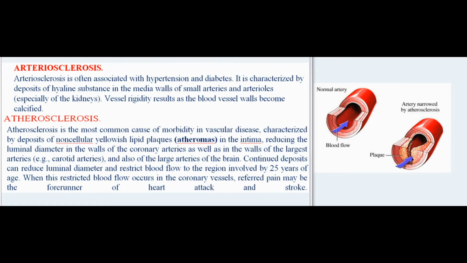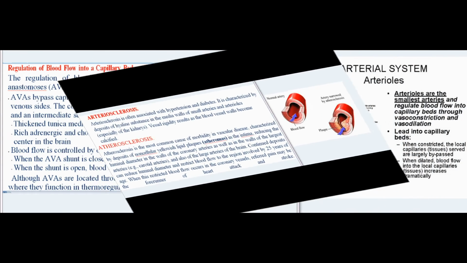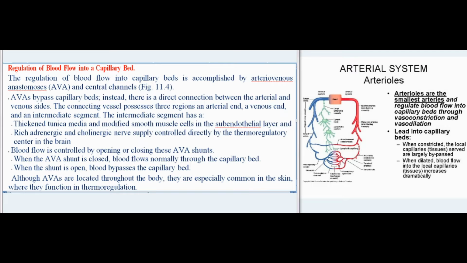Atherosclerosis. Atherosclerosis is the most common cause of morbidity in vascular disease, characterized by deposits of noncellular yellowish lipid plaques, atheromas, in the intima, reducing the luminal diameter in the walls of the coronary arteries as well as in the walls of the largest arteries, for example carotid arteries, and also of the large arteries of the brain. Continued deposits can reduce luminal diameter and restrict blood flow to the region involved by 25 years of age. When this restricted blood flow occurs in the coronary vessels, referred pain may be the forerunner of heart attack and stroke.